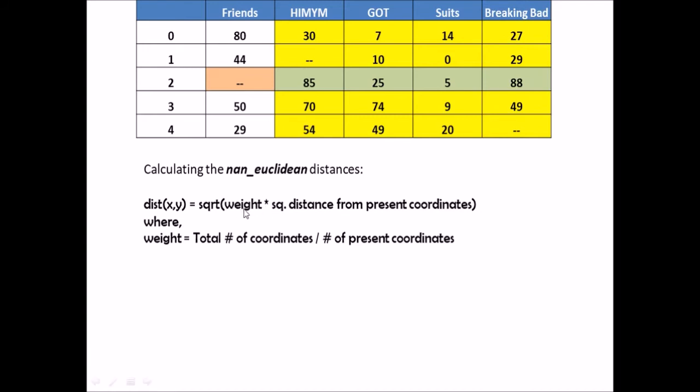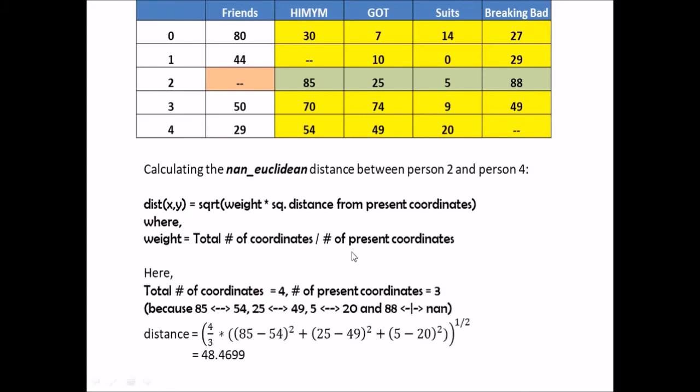So what is this weight parameter? This weight is the total number of coordinates divided by the number of present coordinates. So what is the total number of coordinates? It is 4, because it is 1, 2, 3, 4. We have 4 other variables, so it is 4 coordinates. The number of present coordinates indicates how many pairs do not have any NaN value between them. For example, 85 and 30, this pair does not have a missing value. 25 and 7, no missing value here. 5 and 14, no missing value. 88 and 27, no missing value. Hence the total number of present coordinates is also 4.